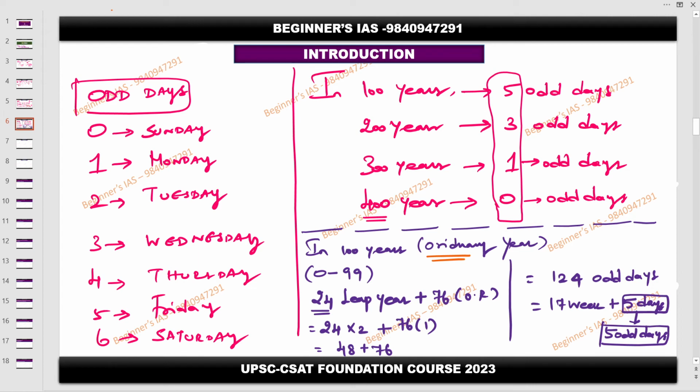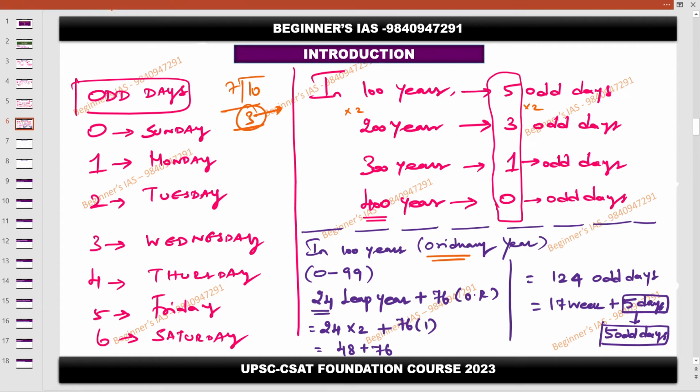Now listen. How could you calculate 200 years? Simple. 100 years has 5 odd days, so 200 years means you need to multiply with 2. Multiply with 2, 10 odd days will be there. Divided by 7, how many odd days? Always remember, whatever number is divisible by 7, you have to divide, then take the remainder as the number of odd days. If the number is not divisible by 7, then only you have to stop. Understood?